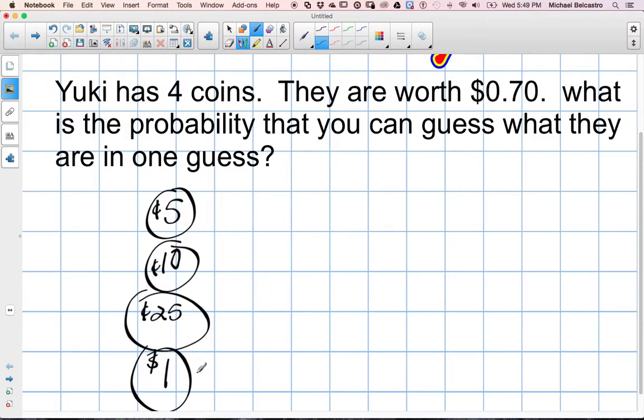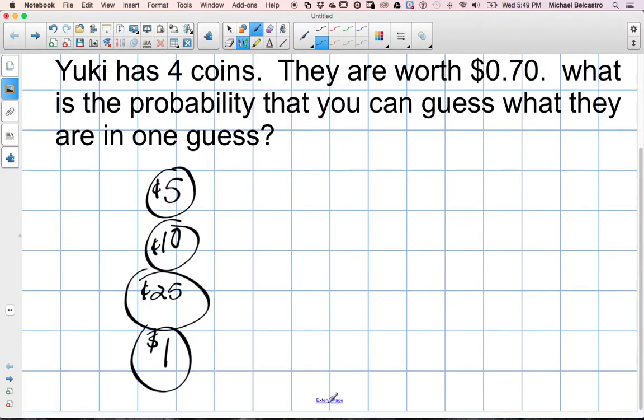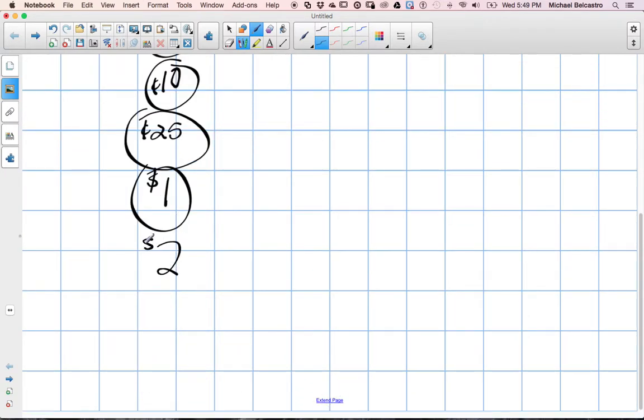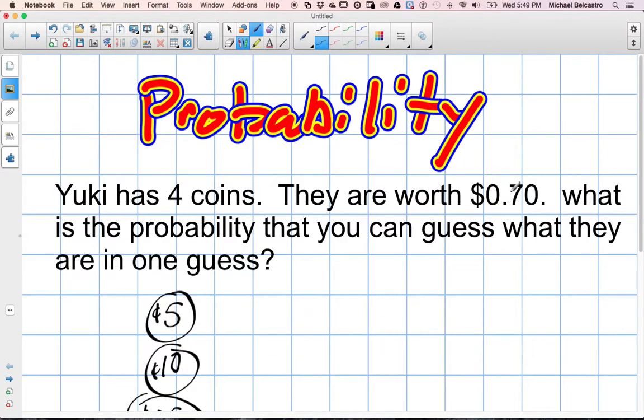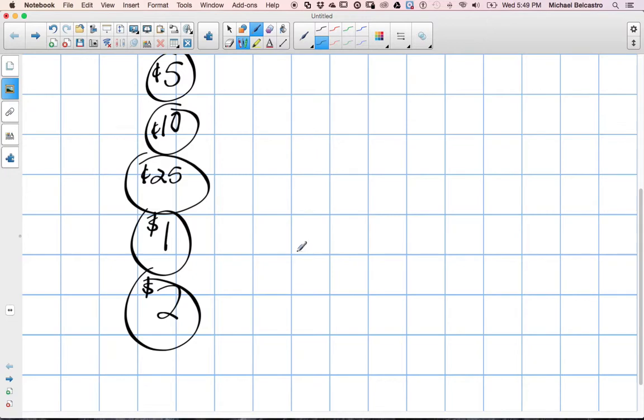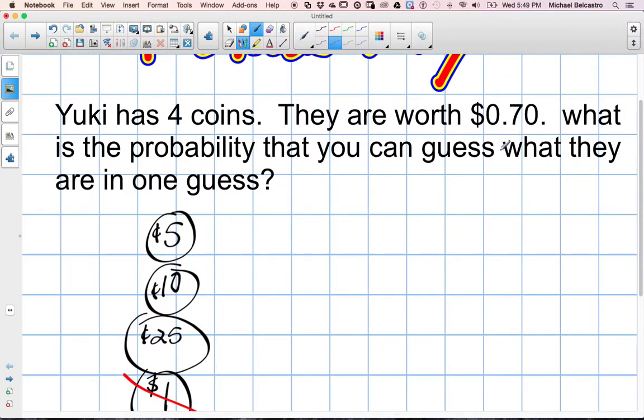We also have a $2 toonie. If Yuki has $2 or $1, is that going to be helpful to us? No, because one of those puts us over, and we don't have any coins that are negative and take us away. So these are not possibilities. Now we have to figure out how many different ways we can get to 70 cents.